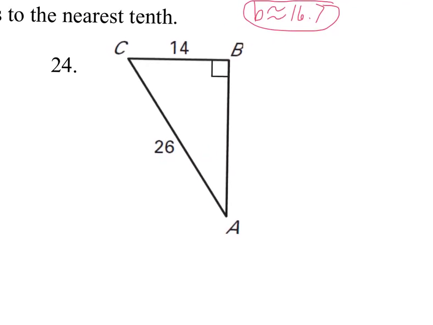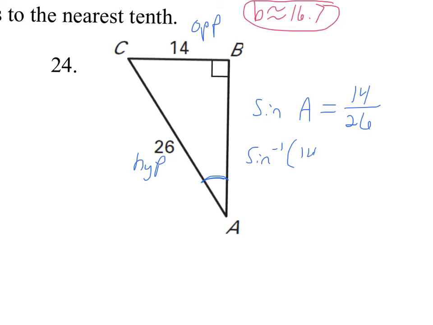All right, here's another one. We're just finding A. So from A's point of view, this is the hypotenuse, this is the opposite. So which function involves opposite and hypotenuse? That would be sine. The sine of A is opposite over hypotenuse, 14 over 26. What is A? Well, for that, you have to do the inverse sine. So we'll do inverse sine of 14 divided by 26. It's like we're saying, what angle has a sine of 14 over 26? And you should get 32.6. So the measure of angle A is 32.6 degrees.